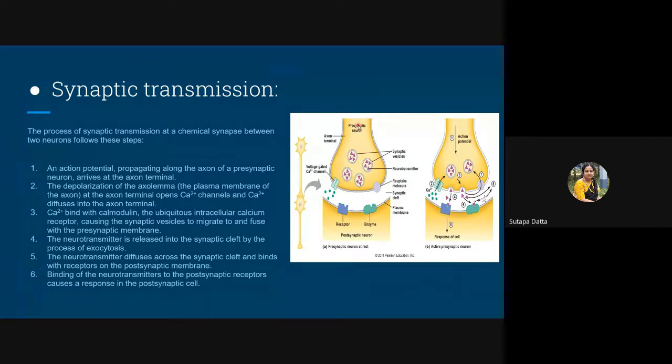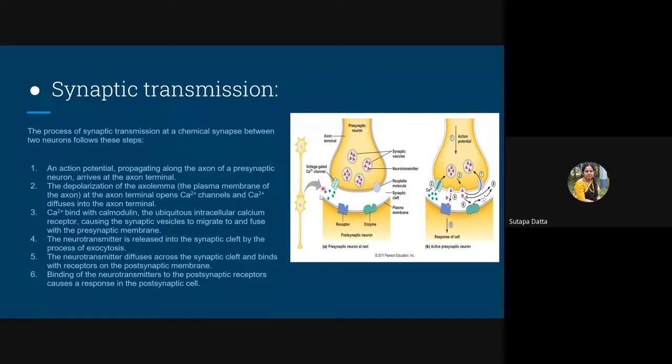Now, when the action potential reaches the axon terminal of the presynaptic neuron, there is depolarization of the plasma membrane of the axon, that is termed as axolemma. Whenever there is depolarization, it opens the voltage-gated ion channels, that is the calcium channels. When the calcium channels open, as you know that the calcium ion concentration outside is more, it will allow the calcium ions to enter the axon terminal.